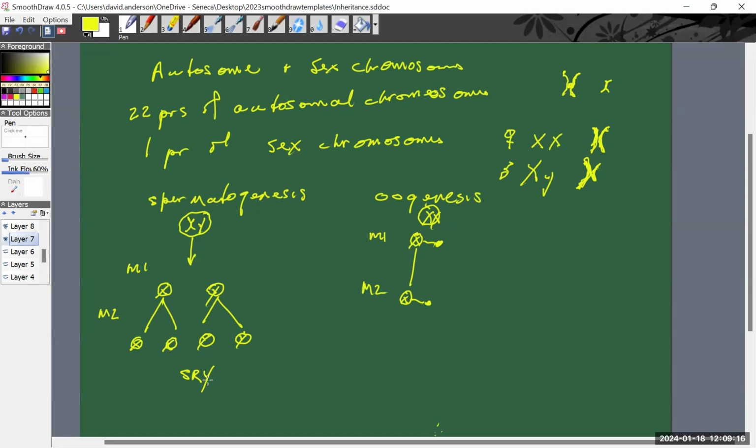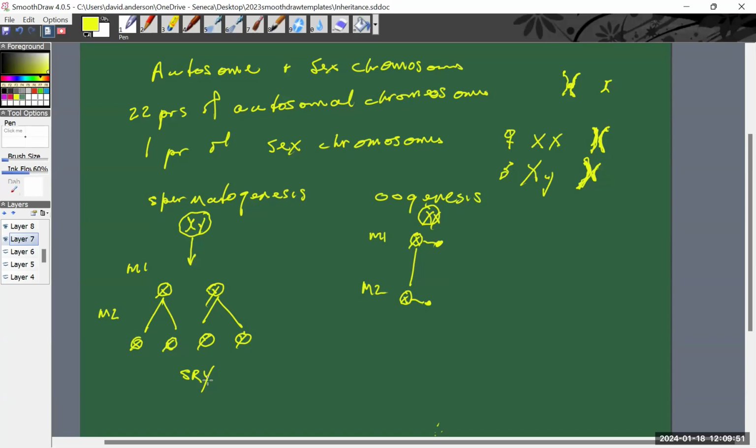Okay, so testes, we get the differentiation into, and so what happens when the Y chromosome is present, it signals the production of some testosterone that promotes the differentiation of the primitive reproductive organs to become testes. If there's no SRY present, or for some reason the SRY gene is not expressing because of some pathology, for example, then by default, the ovaries and the female reproductive system is what develops.